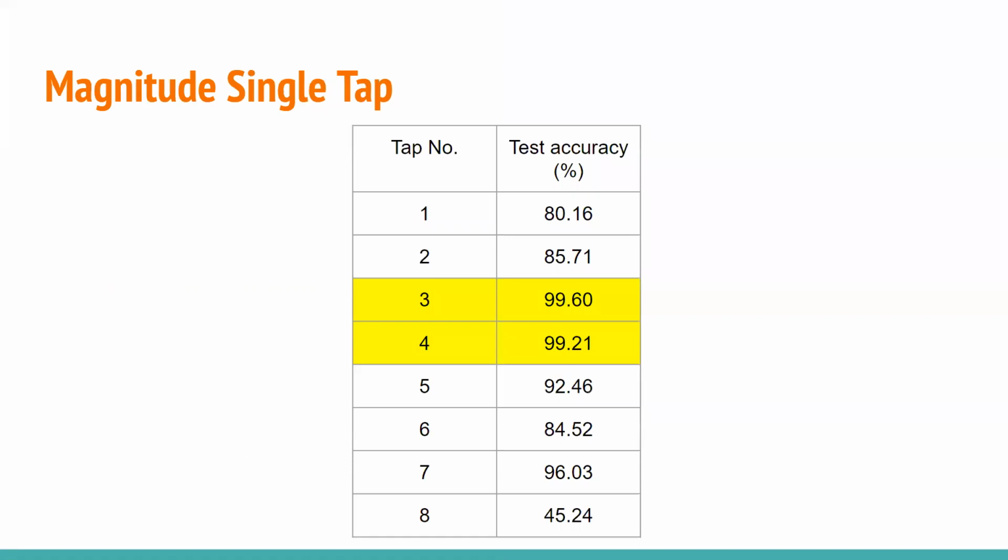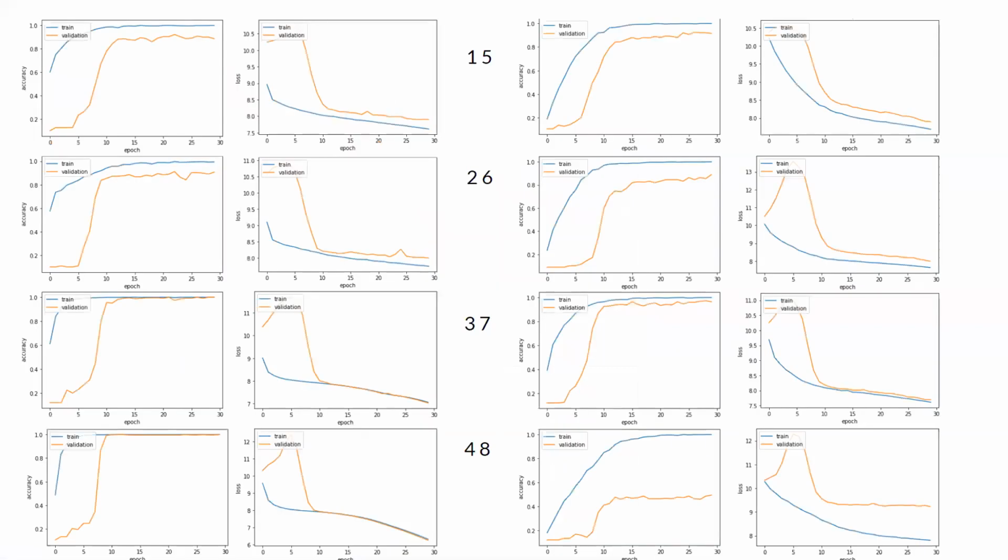Now we'll move on to magnitude single tab, and the results are compiled in this table. So here you can see that tabs 3 and 4 give the best test accuracy, and these are the corresponding accuracy and loss plots for magnitude single tab. One thing to notice here is tabs 1 to 4 are on the left side and tabs 5 to 8 are on the right side, and they are ordered from top to bottom. So please don't confuse yourself there.